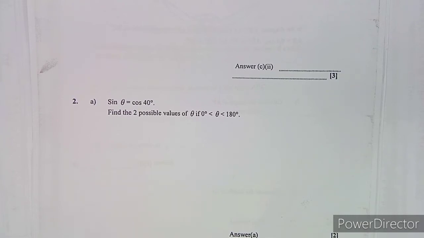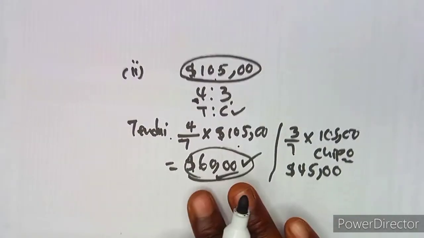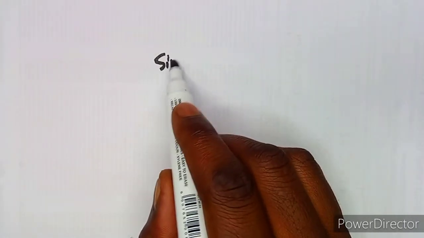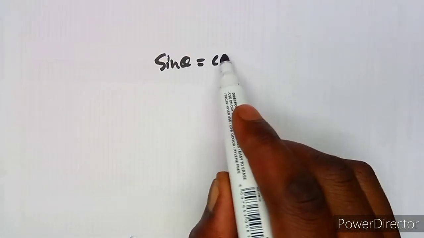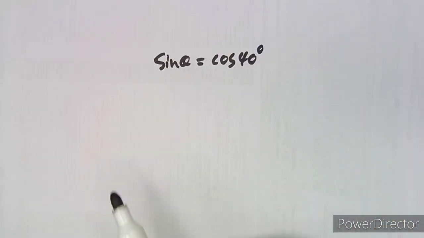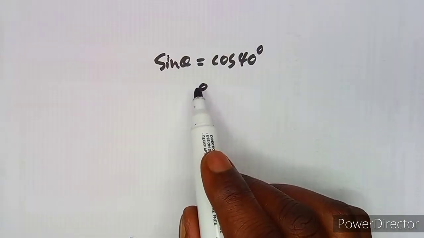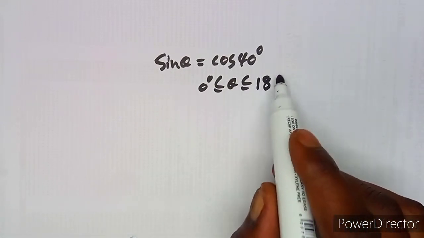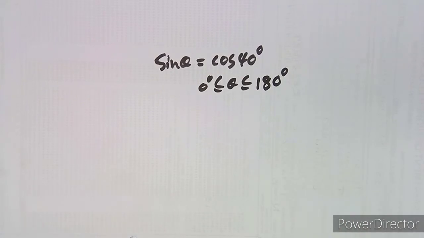The other question is: given that sine theta is equal to cos 40 degrees, find two possible values of theta in the range that you are given. Okay, let me explain this. Sine theta is equivalent to cos 40 degrees. This question, guys, is actually taken from the co-functions.